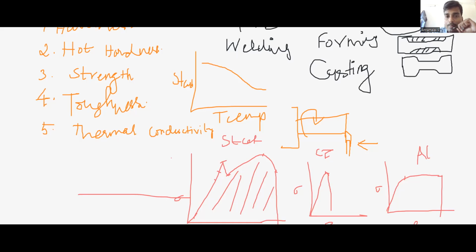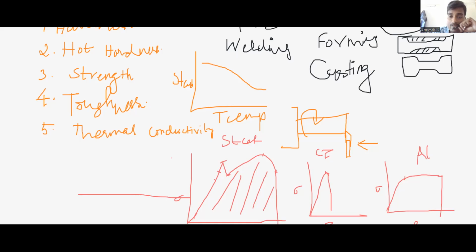If you compare the temperature of the workpiece and the tool material, the tool material is at a higher temperature, because the tool is always in contact with the workpiece. So the tool material should have enough thermal conductivity so that it can dissipate the heat, and so that it can withstand and retain its hardness and strength.